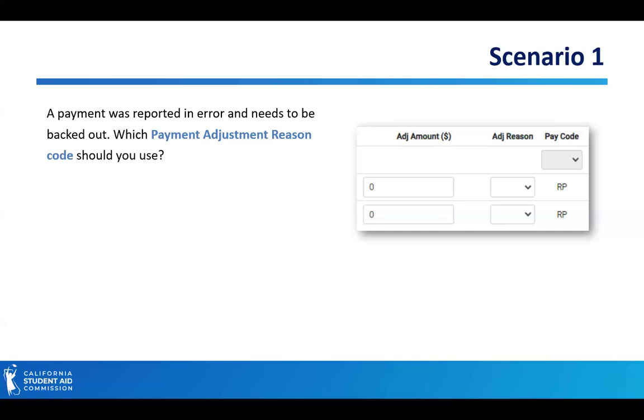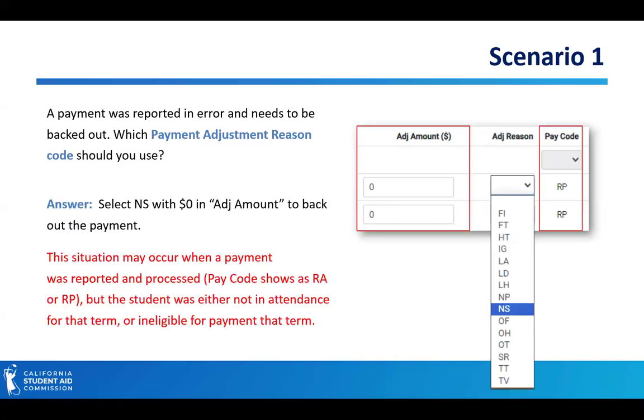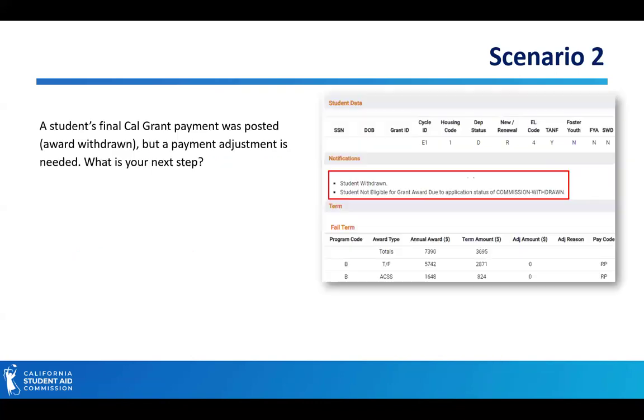So, our first scenario, a payment was reported in error and needs to be backed out. What code do we use? If we need to back that out, again, remember NS and 0. And this will again back out that payment from the system.